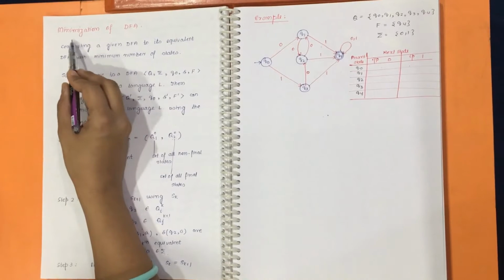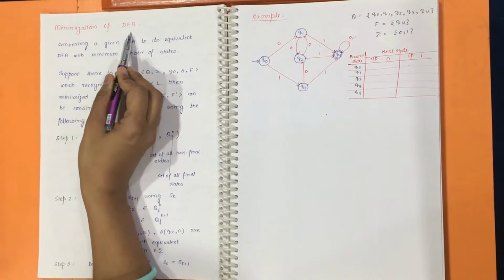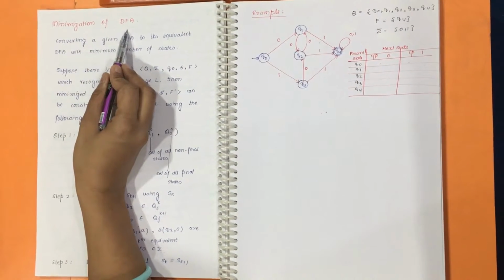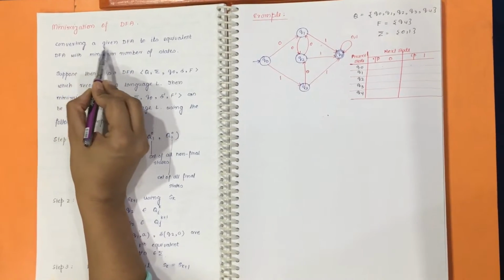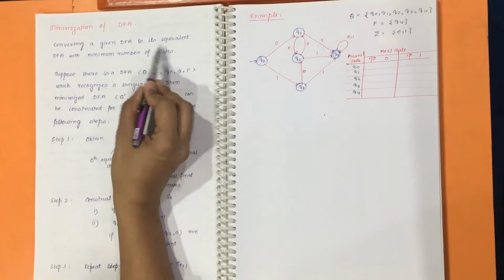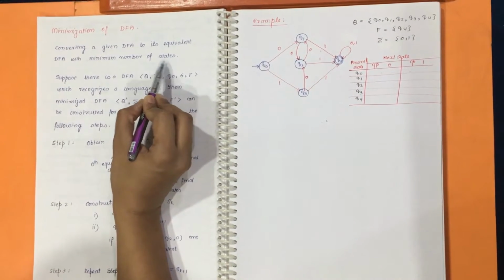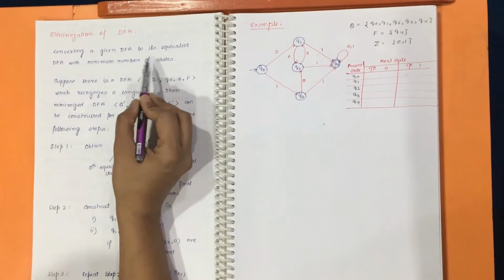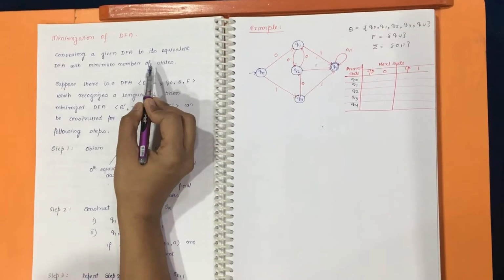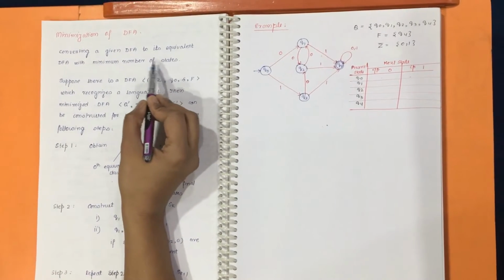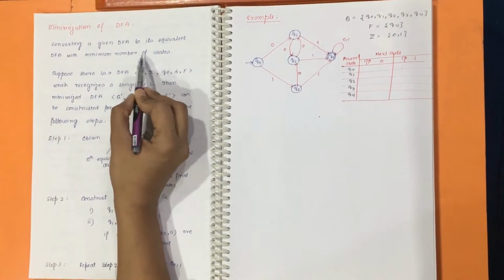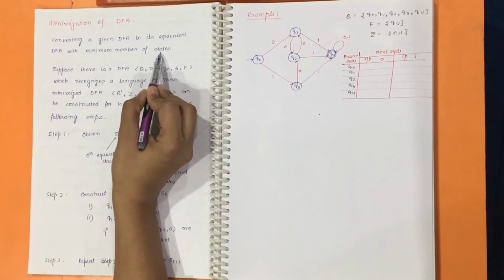Today's topic is minimization of DFA. Minimization of DFA implies converting a given DFA to its equivalent DFA with the minimum number of states. A DFA may have many states, and all states may not be required to accept the language. So here we'll do the minimization of DFA.